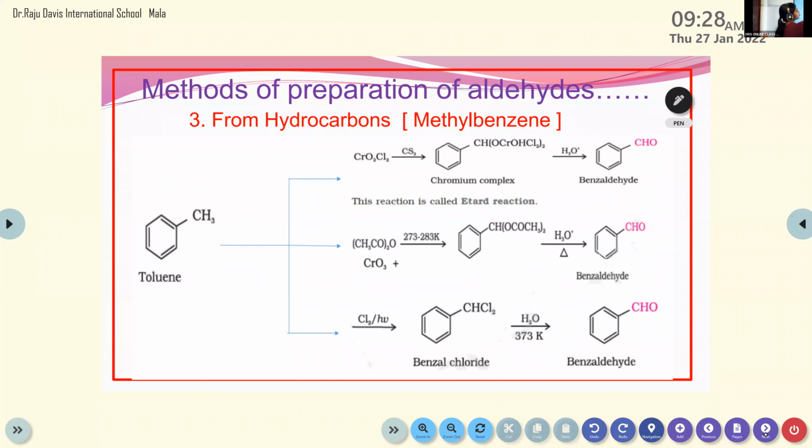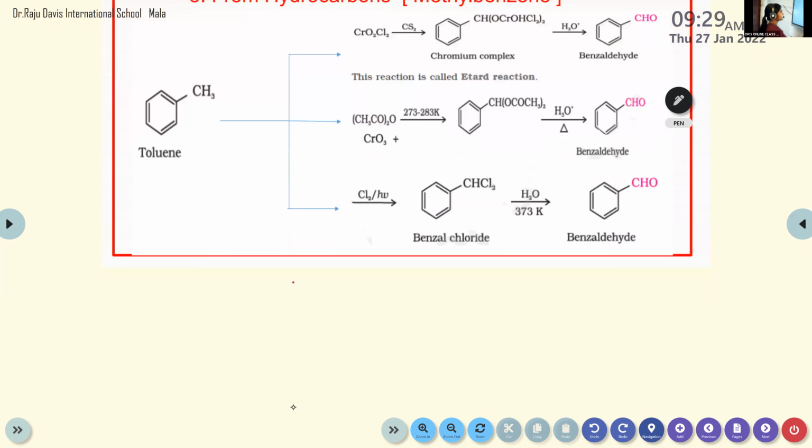Then the third method, that is from hydrocarbons. The third method of preparation is from hydrocarbons, and the first method is oxidation. So can you tell me what will be formed on oxidation of hydrocarbons? What will be the final product? Anyone? What will be the final product on oxidation of hydrocarbons?